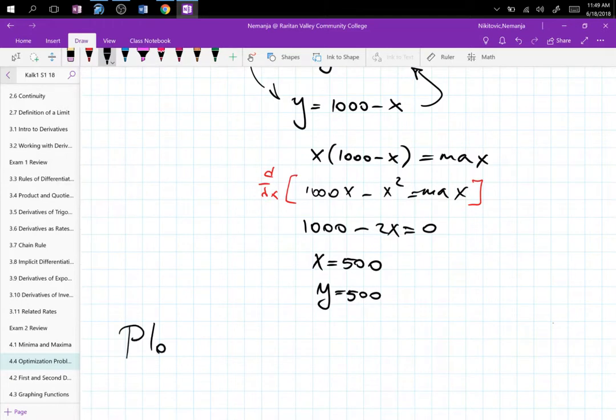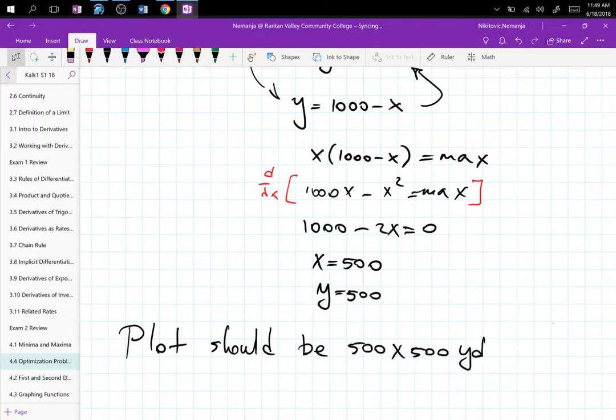So the plot should be 500 by 500 yards. So if he has 2,000 yards of fence, he can fence off 500 by 500 yards. Great.